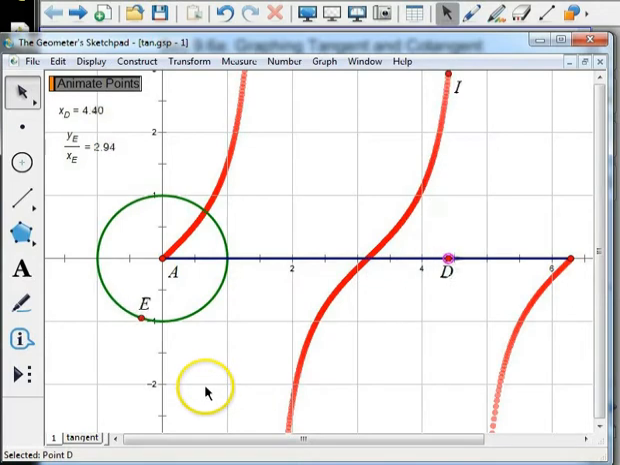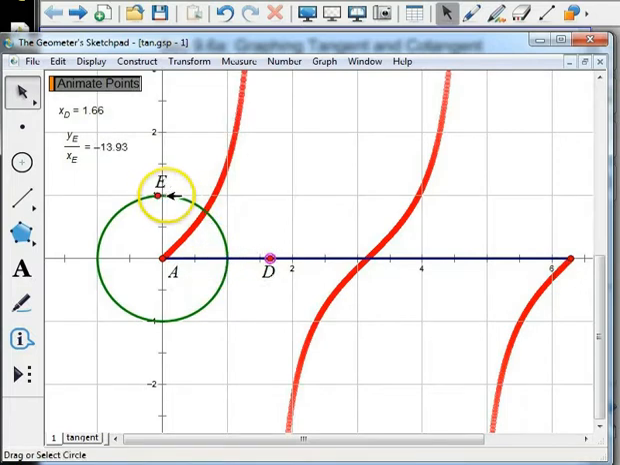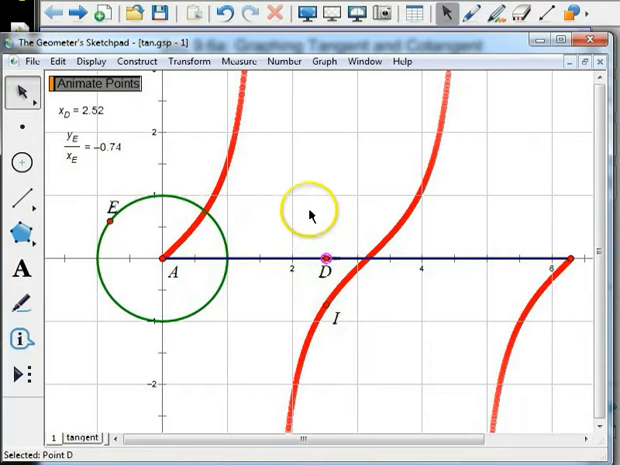Notice that as E gets close to pi over 2, or 90 degrees, the graph goes to infinity. When it gets close to negative 90 degrees, or negative pi over 2, the graph goes to negative infinity. Okay, so that's enough of looking at that.